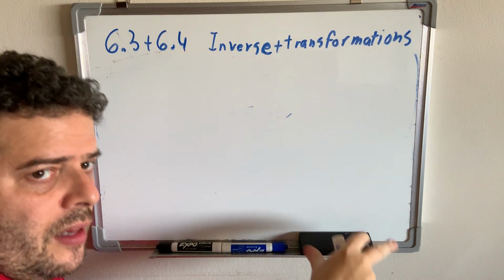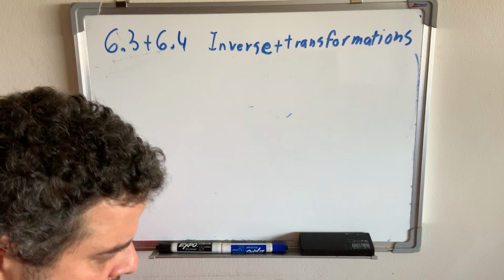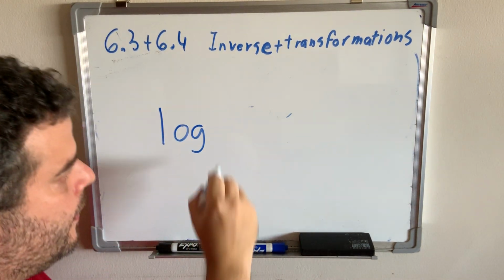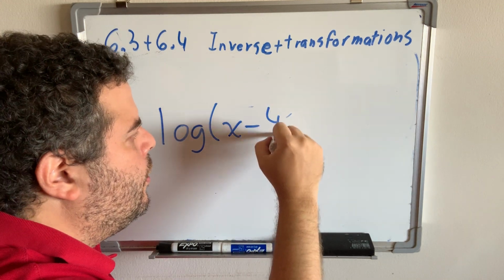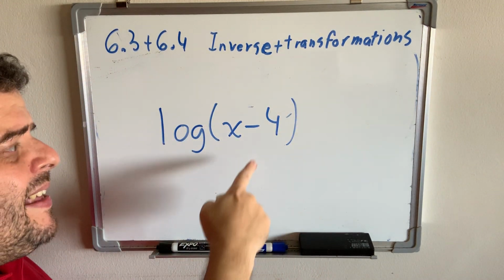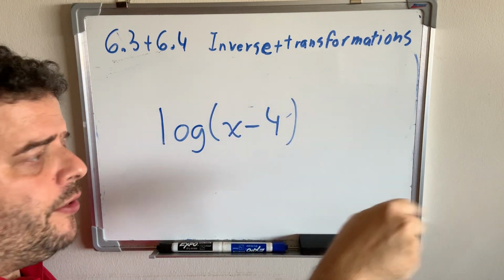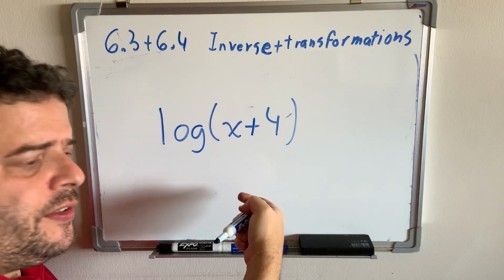Now let's work with logarithms. Pretty much identical. The difference is parentheses or no. When I have a parentheses, that means it's applied directly to my x. So this would be 4 units to the right. This would be 4 units to the left.